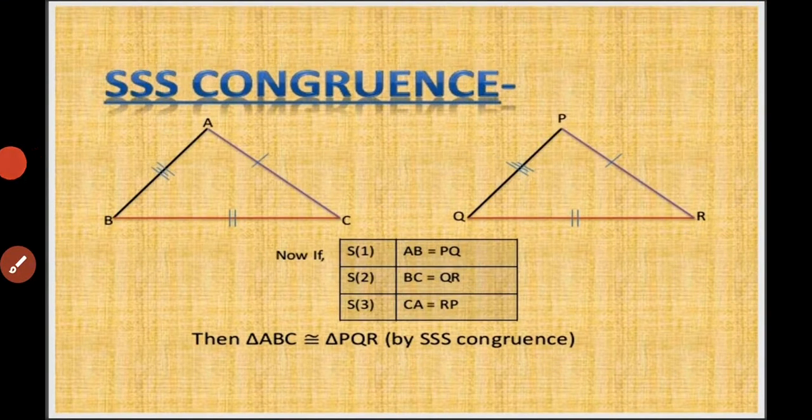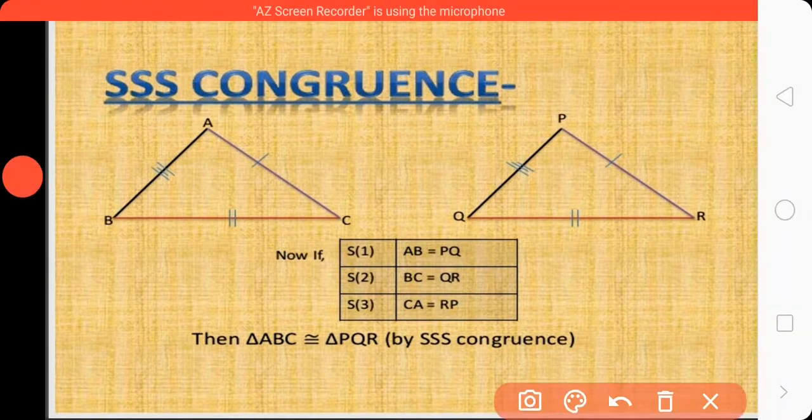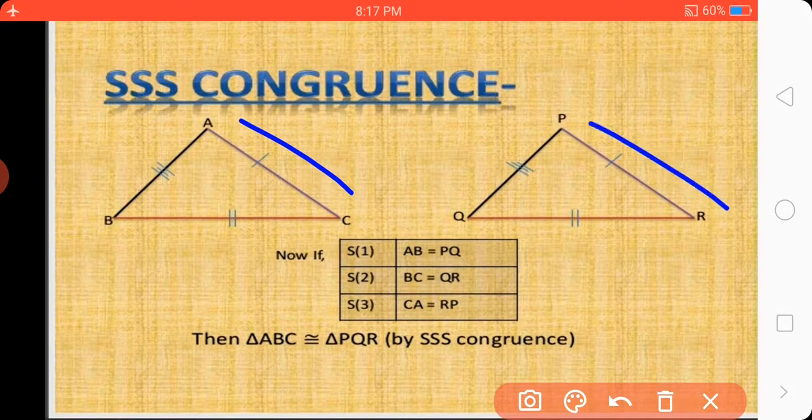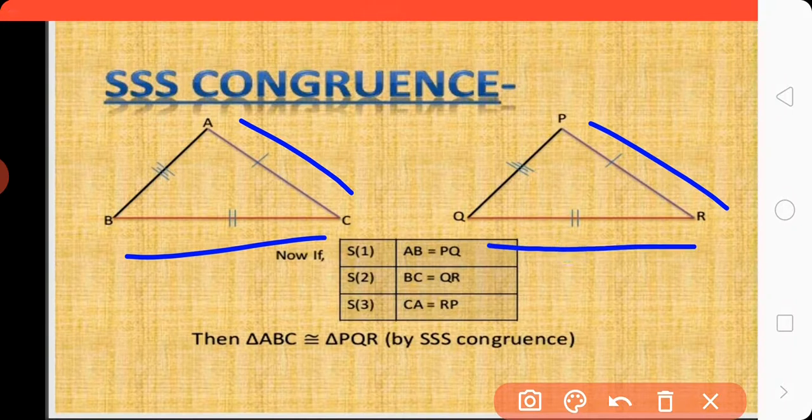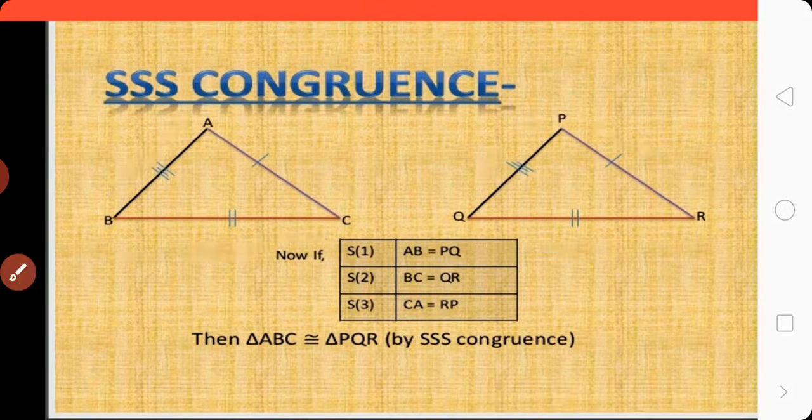SSS congruence. Two triangles are congruent by side-side-side if three sides are equal. If AC is equal to PR and BC is equal to QR and AB is equal to PQ, then these two triangles are called congruent to each other by SSS congruence.